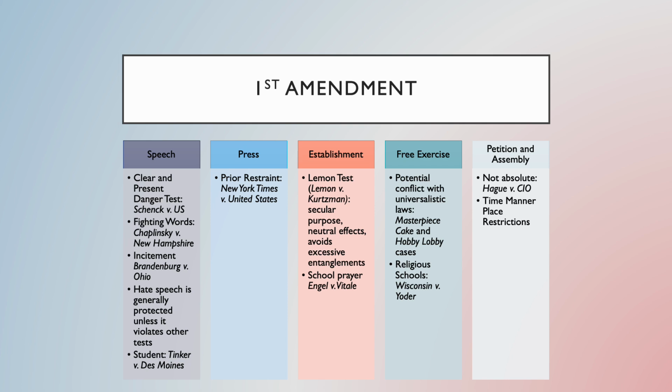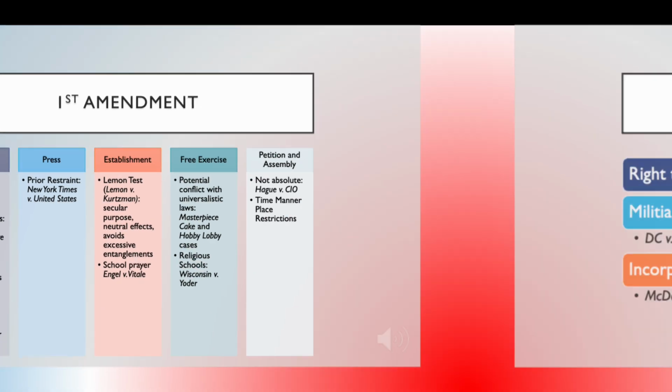Finally, we're looking at petition and assembly, right? And the courts have held that your right to protest, your right to peaceably assemble is not absolute. That's in Hague versus CIO, and it upheld what are called time, manner, place restrictions. These are restrictions that would basically provide limits on the types of protest, where you can protest, when you protest, and the manner of protests.